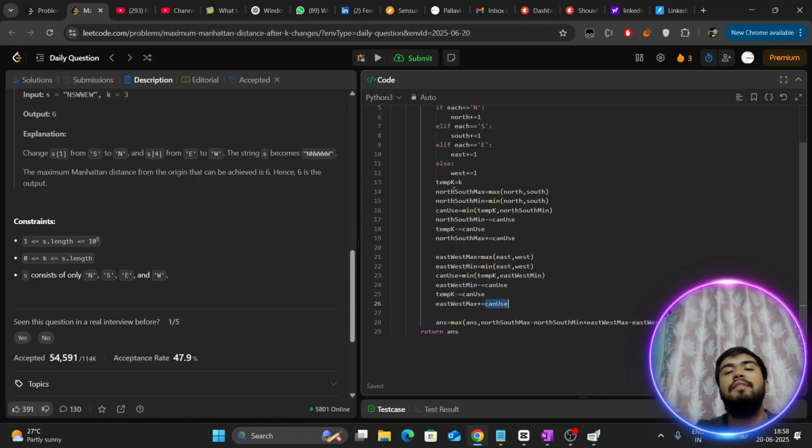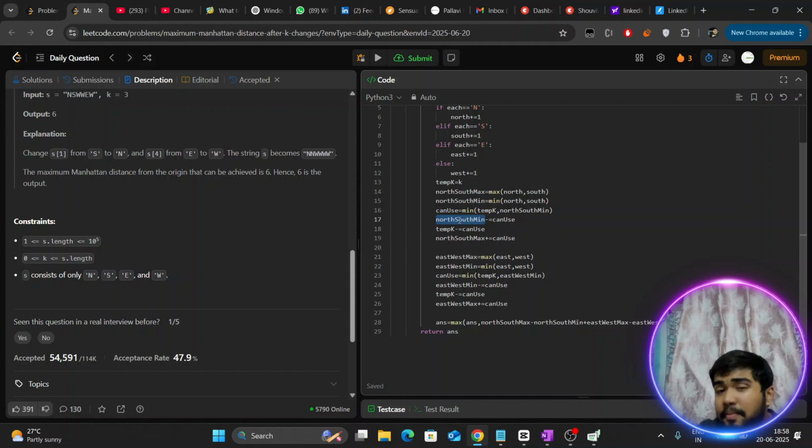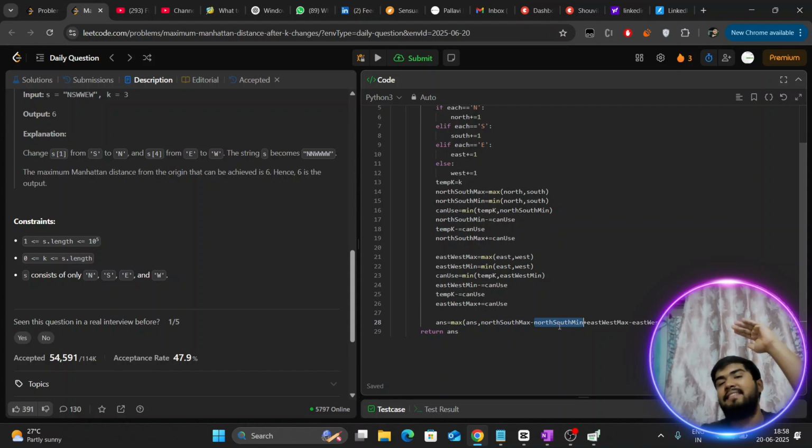I have done with my north south max. North south mean I have updated to the correct value. So north south contribution at this particular point is nothing but north south max minus north south mean. Agree? So that is the contribution to my x-axis. On my x-axis side, the contribution is north south max minus north south mean.